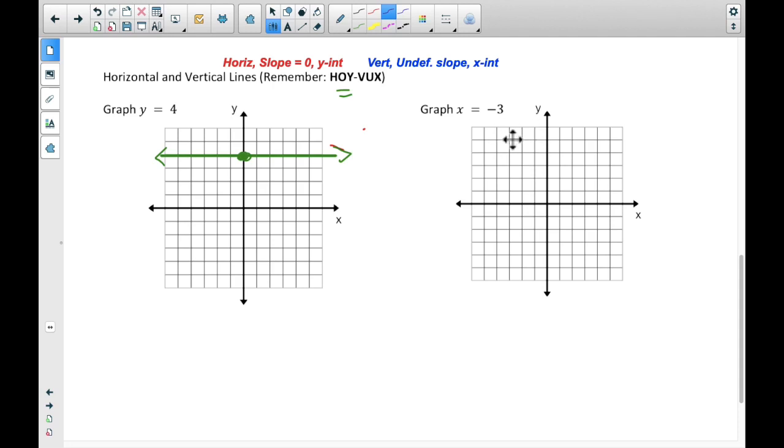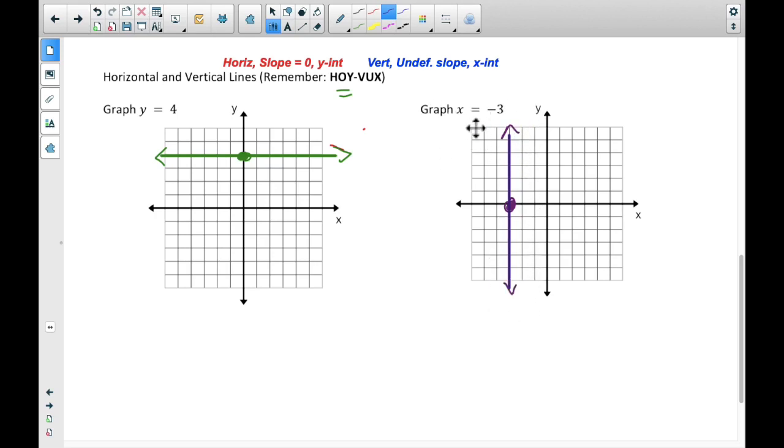The other one we have over here, it says x is negative 3. That's all the information we have. So here's my x-axis. I'm going to go to negative 3 on my x-axis, and I have to draw a line. Well, where's my line going to go? It's going to go straight up and down. That's the only way that anything can touch that point, right? So my line is a vertical line this time, going straight up and down.